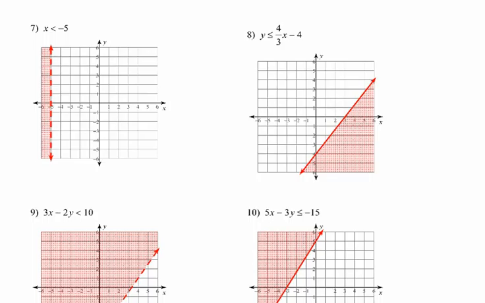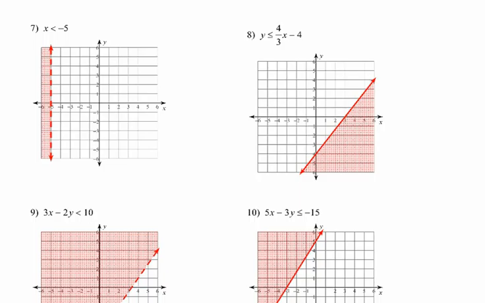X is less than -5. Well, there is no top side or bottom side to this. So we have to think, if we're only concerned about the x values, if we want things that are less than -5, we want everything to the left of -5, which is why they shaded the left half before the dotted line, because it does not equal -5.